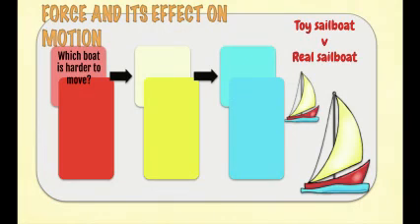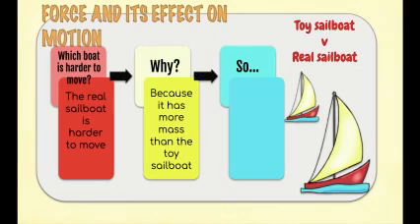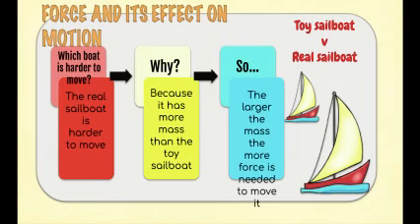The very last slide. Take a look at my toy sailboat. That's the tiny one. And the real sailboat. That's the big one. Which one would be harder to move? Yeah, the real sailboat. It's about the size of your car. Of course, it's going to be harder to move than one that you'd put in the bathtub. And why is it harder to move? We've learned this. It's because it has more mass than the toy sailboat. So the larger the mass, the more force that is needed to move it.